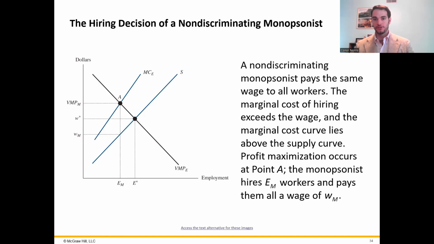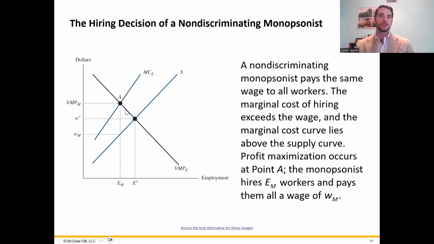The value of the marginal product for the last worker hired corresponds to the point VMPM in the market, so right here. The worker is paid a lower wage where their supply curve crosses the number of employees hired. So at point A, we trace that down. There is EM workers. Where that crosses the supply curve right here is the wage it's going to be paid to workers from this monopsonist.